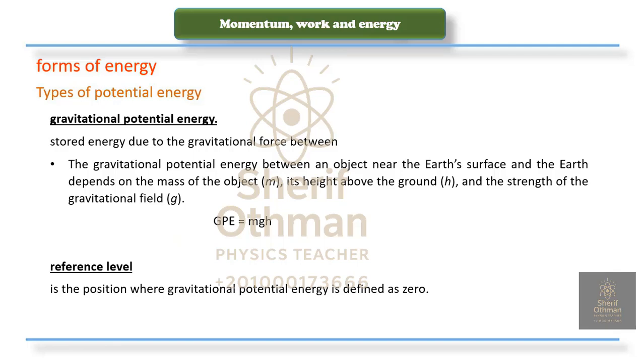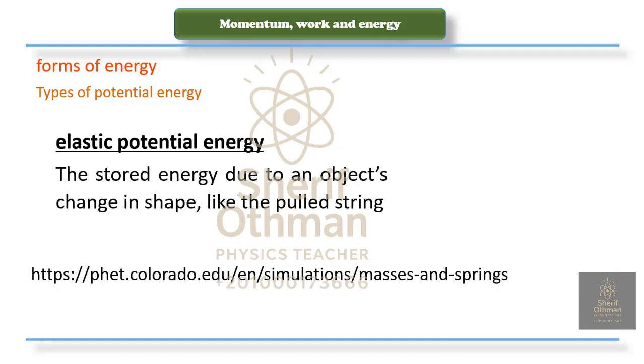We have also, as we said, gravitational potential energy. The gravitational potential energy is stored due to the gravitational force. Reference level is the position where gravitational potential energy is defined as 0. It's the lowest point, which is equal to the sea level. And we have elastic potential energy, which is the energy stored in the object due to the change in its shape, like the pulled string.